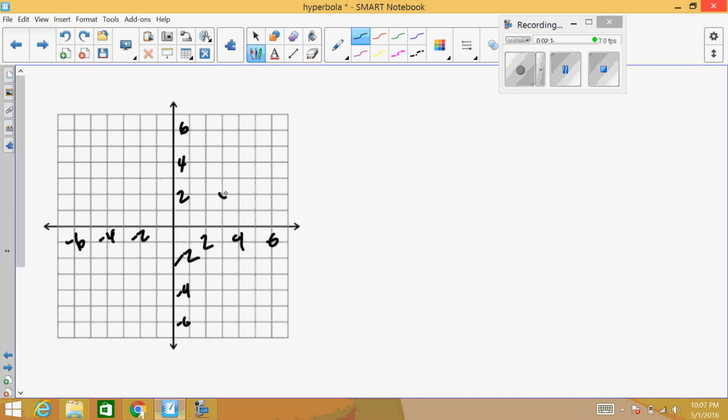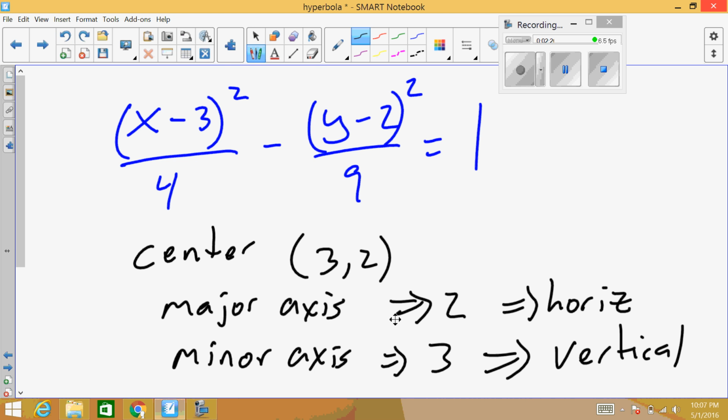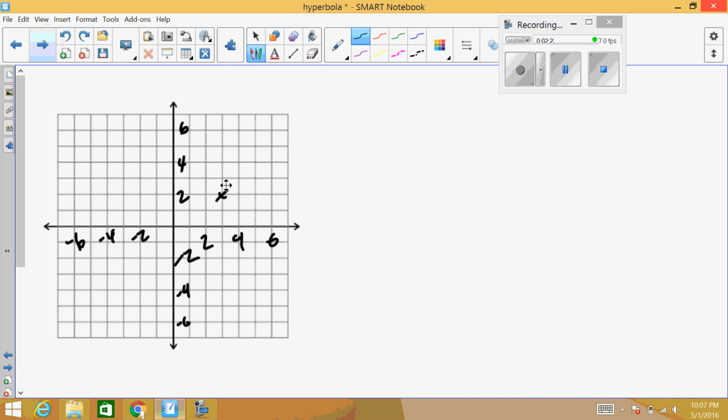Going back, sorry, forgot. So my center point is 3 comma 2. Put a little x there. Not actually part of my graph, but it's going to help me out. Major axis is horizontal, so I'm going to go 2 units to the right. Now that is actually going to be a point on our graph. 2 units to the left. Okay, my other two are not actually going to be points on my graph, so I'm going to go 3 units up and 3 units down.